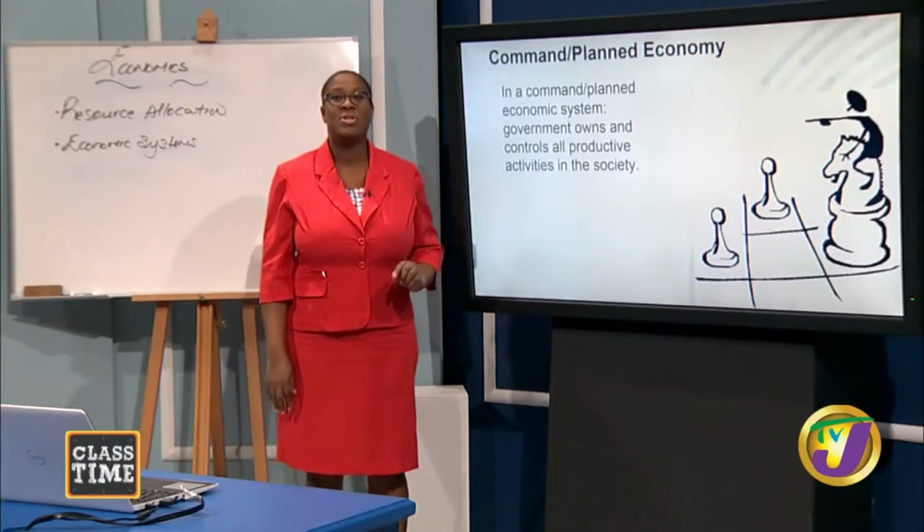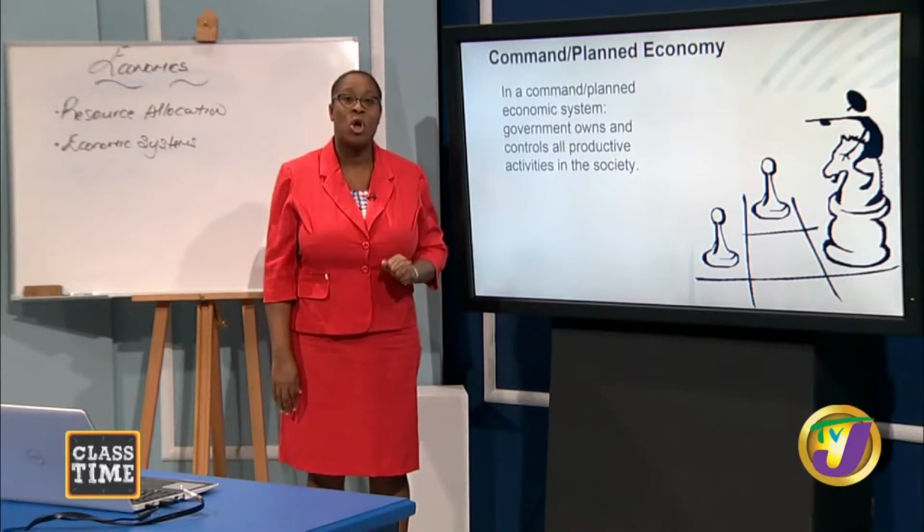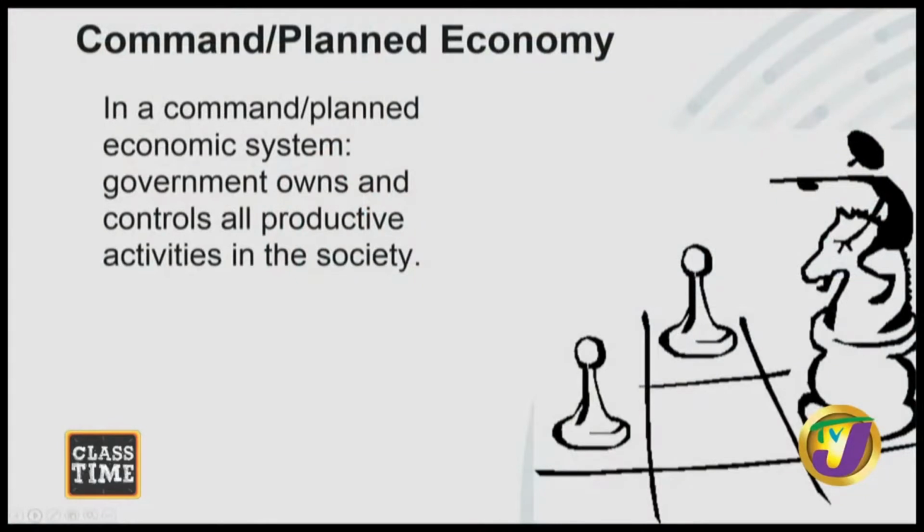So let's move to the next economic system, what is called the command or the planned economic system. Now, one of the features of this system is that the government owns and controls all of the productive activities in that society. Everything is totally under the dictatorship of the government.